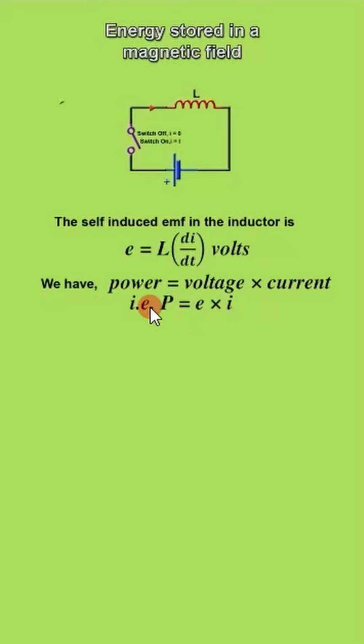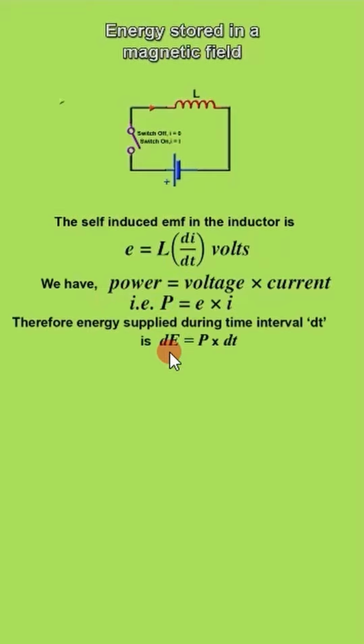Therefore, energy supplied during the time interval dt is dE is equal to P into time, because energy is equal to power into time. But here power P is equal to E into I. Substituting this value here, dE becomes E into I into dt. Earlier we said that E is equal to L into di by dt. Substituting this value of E here, this becomes dE is L into di by dt into I dt.